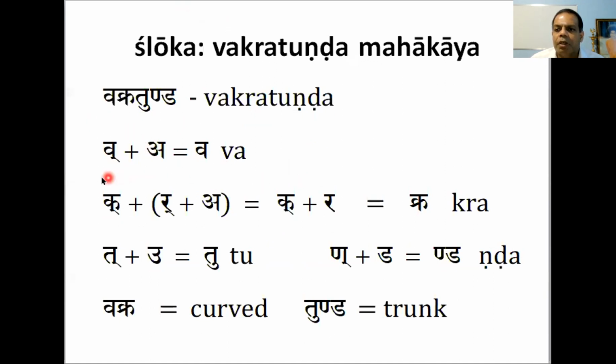That's a combination of Va and A. This is the consonant without a vowel. And this is the vowel A. Both combine to give us the letter Va. Okay, Va. Then the second letter is Kra. So let's see how it is made up.